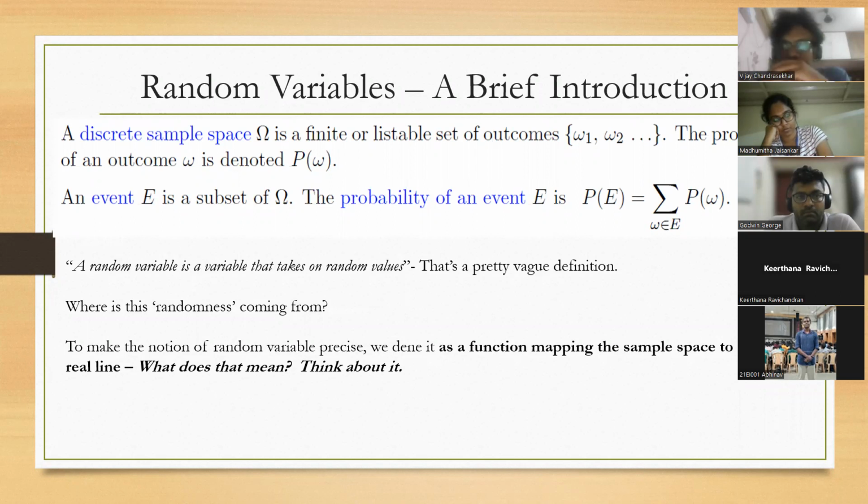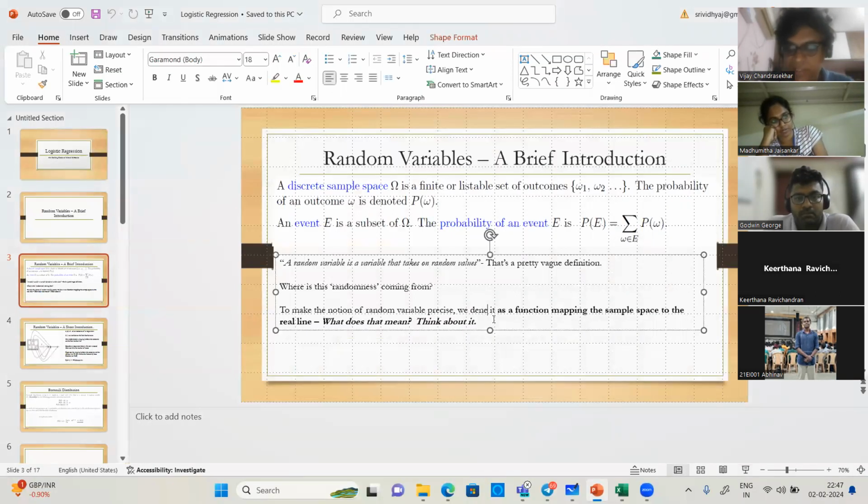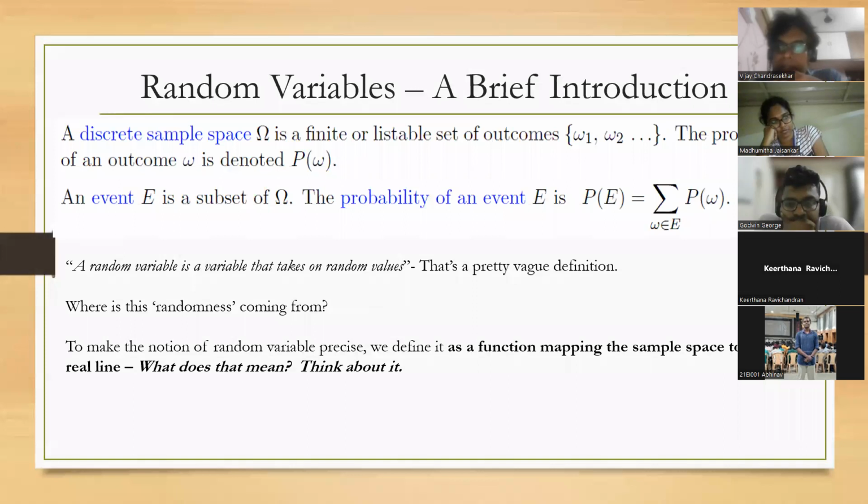All right, it's not particularly easy, so let me explain. Read this last line. To make the notion of random variable precise, we define it as a function mapping the sample space to the real line. This is the precise definition. Now, what is this supposed to mean? A function mapping the sample space to the real line.